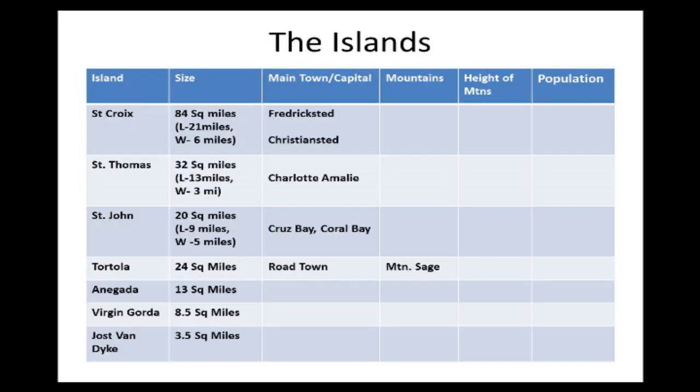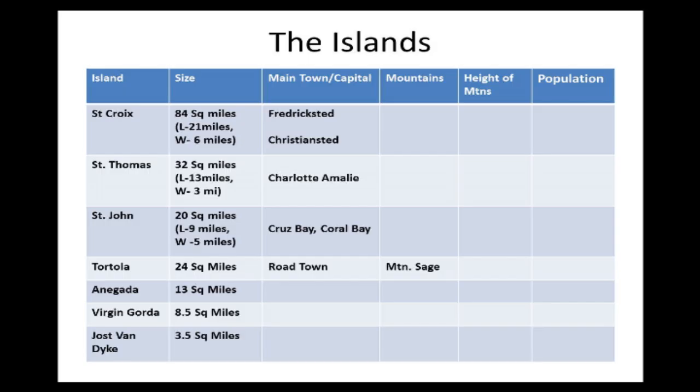This table gives you important information about the major islands of the Virgin Islands. St. Croix, St. Thomas, and St. John are the three main islands of the United States Virgin Islands, while Tortola, Anegada, Virgin Gorda, and Jost Van Dyke are the main islands of the British Virgin Islands.